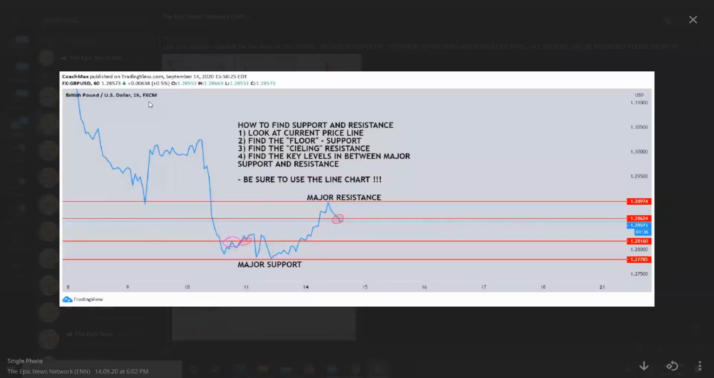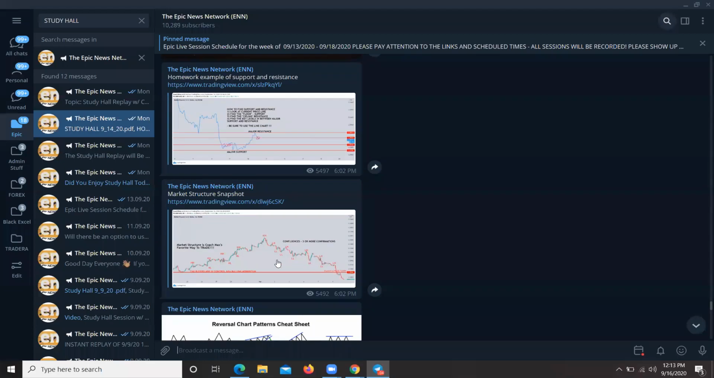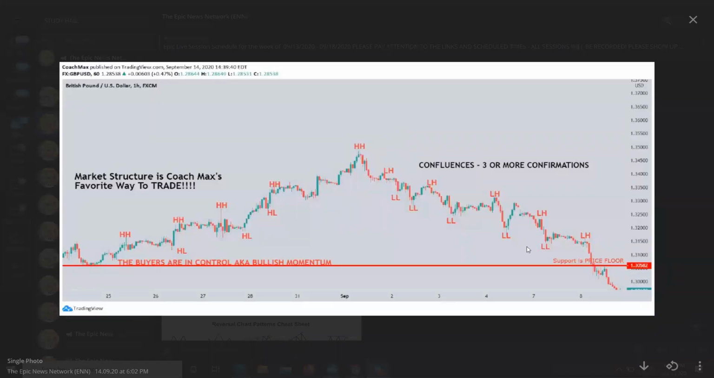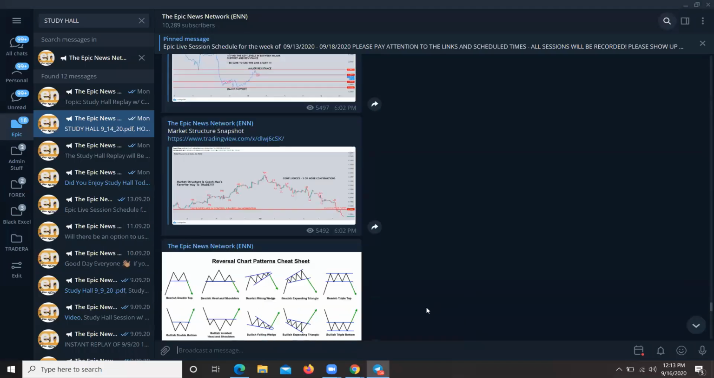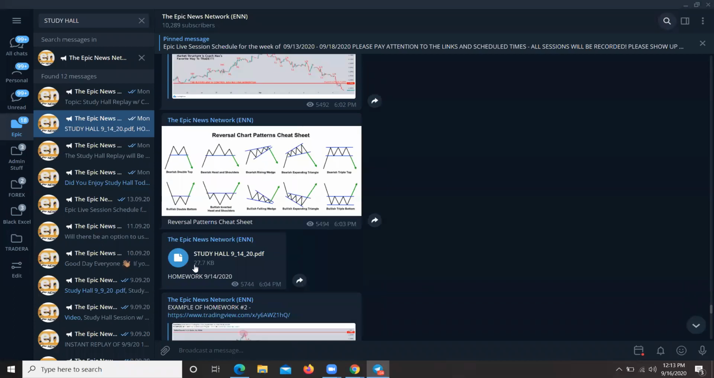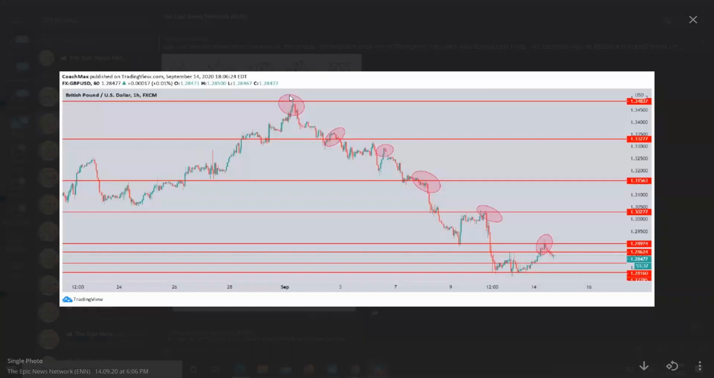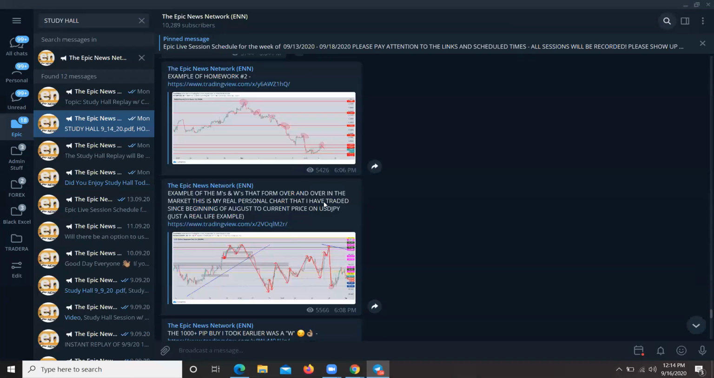And then I gave you guys an example of the homework, how to find key levels. I also posted market structure, what we were just talking about, higher highs and higher lows. Market structure is my favorite way to trade. It's easy, right? What is a confluence? 3 or more confirmations. So that's what I'm telling you guys. You will always get posts from me, homework from me if I post it. Example of the homework: show me where you would have entered in this market. Simple. Easy stuff. Once you get this stuff down pat, it's game over.